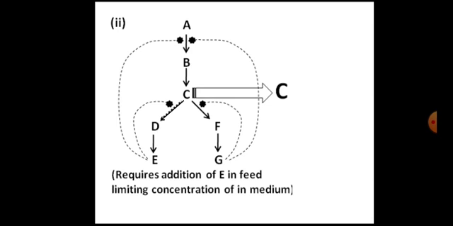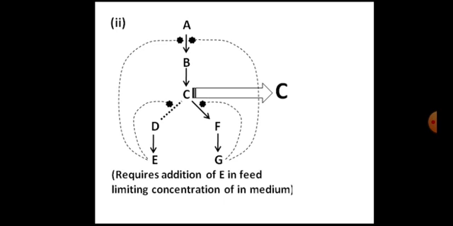Now, after having this blueprint in front of us, if we want a mutant to be generated such that it should overproduce this C, what should be the possible site of modification we can plan? If the organism is mutated such that it loses its ability to synthesize the enzyme responsible for conversion of C to D, then what will happen?